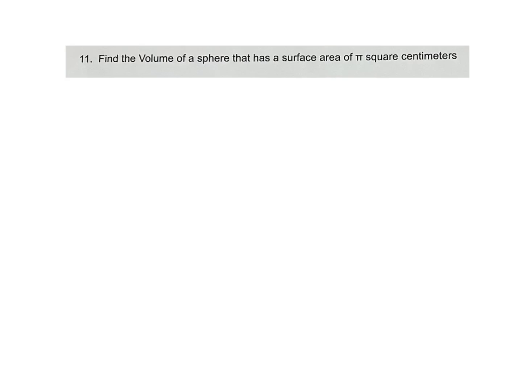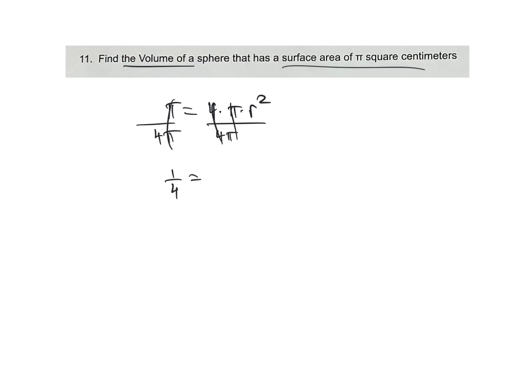Find the volume of a sphere that has a surface area of pi. Alright, so surface area is pi. The formula is 4 pi r squared. So we're going to find r again, and then we have to get volume. So divide off 4 pi, and what happens is we get 1/4 equals r squared. There's a 1 in front of everything, so take the square root, you get 1 over 2 for r.